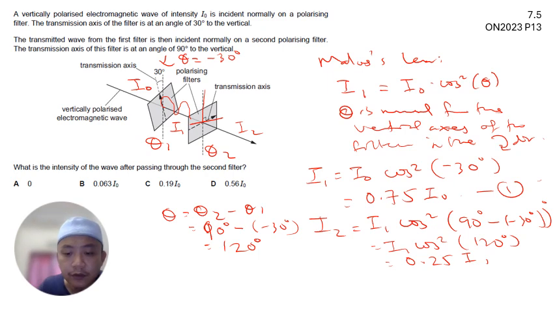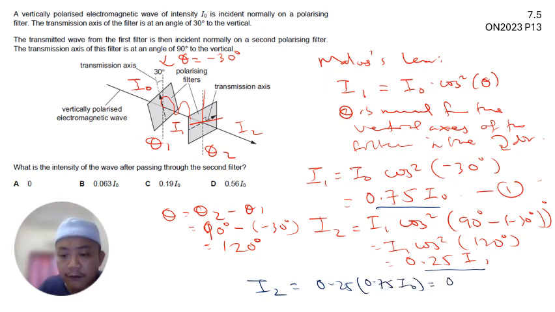So now, to get the final answer, to express I2 in terms of I0, you substitute I1 equals 0.75 I0 into 0.25 I1, so you get 0.25 times 0.75 I0. Use a calculator here: 0.25 times 0.75 gives you 0.1875 I0. So you can round it off to 0.19 I0. So you get your answer as C for this question.